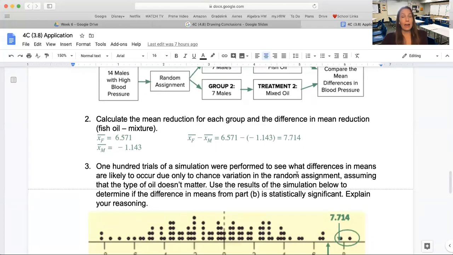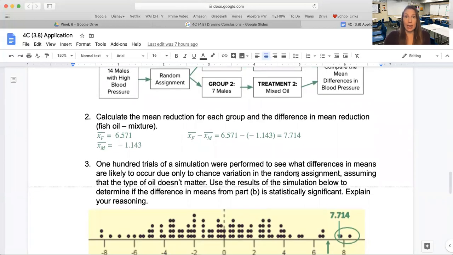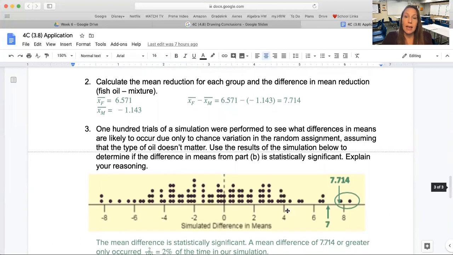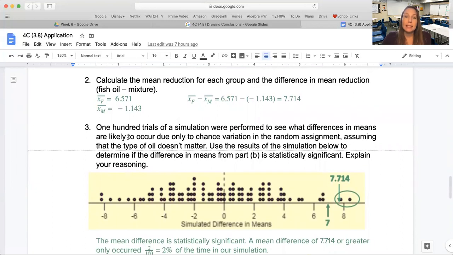So now we have to decide, what do those results mean? Did that happen just by chance, or is it because we gave them 2 different types of oil that produced that change in blood pressure? So we have a simulation here to see the differences in means, if they're likely to occur due to chance variation in the random assignment, assuming that the types of oil doesn't matter. We're going to use the results of the simulation to determine if the mean differences from part B, from number 2, is statistically significant, and then we're going to explain our reasoning.